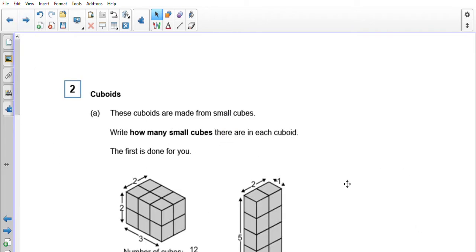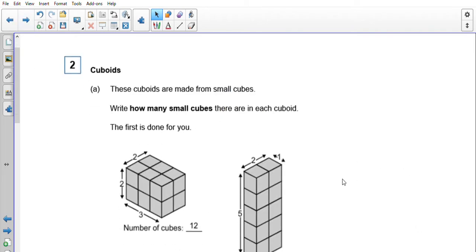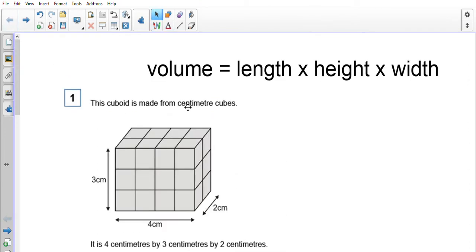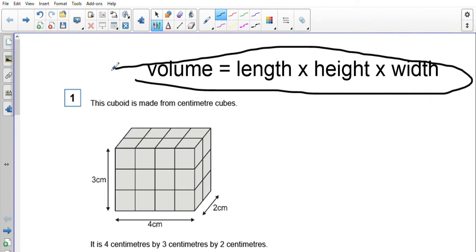Question number 2, cuboids. These cuboids are made from small cubes. Write how many small cubes there are in each cuboid. The first one is done for you. This is simply asking you to find how many small cubes, which is the same as asking you to find the volume. You can do that by counting, but that's not the most efficient method. The most efficient method is to use our formula: volume equals length times width times height, however you say it.